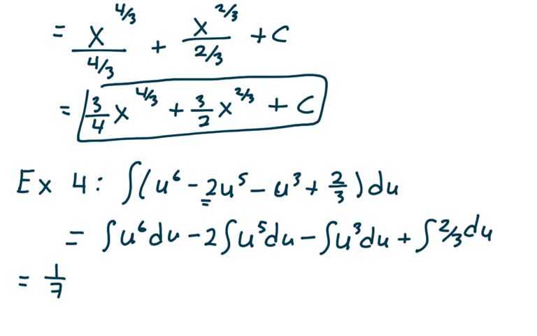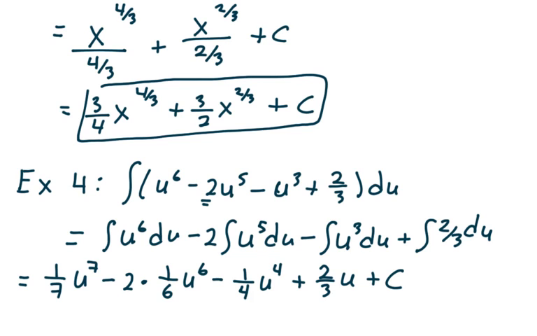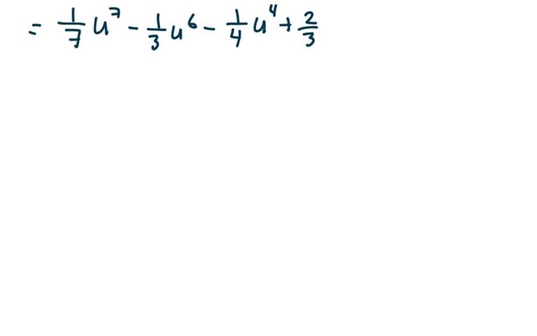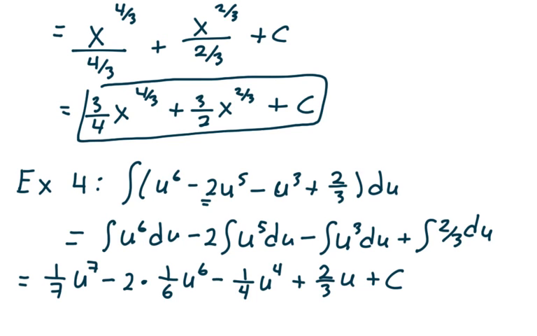And so this is 1/7 u to the 7th, right? Minus 2 times 1 over 6 u to the 6 minus 1 over 4 u to the 4th plus 2/3 u plus c. But 2 times 1 over 6 is 1 over 3. So this is equal to the following. 1/7 u to the 7th minus 1/3 u to the 6th minus 1/4 u to the 4th plus 2/3 u plus c. So if you notice, I'm just taking the integral of each of the pieces and just putting them together. That's literally all I'm doing.